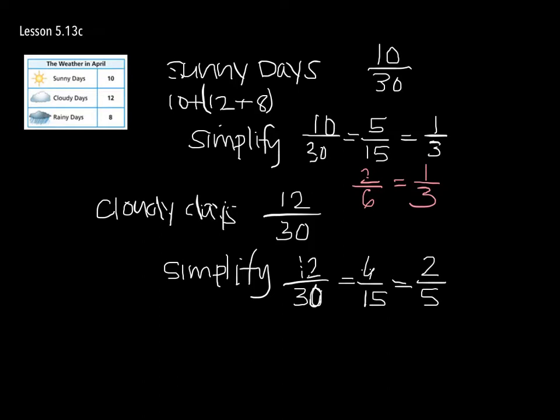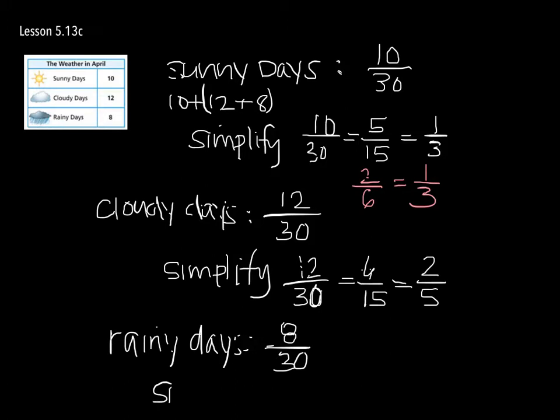All right, our final question is, what fraction of the days were rainy days? So take a second. What fraction of the days were rainy days? Now, hopefully you saw that the rainy days were 8, and the whole month of April was 30 days. So again, we're going to ask you to simplify. And we're going to have 8 over 30.